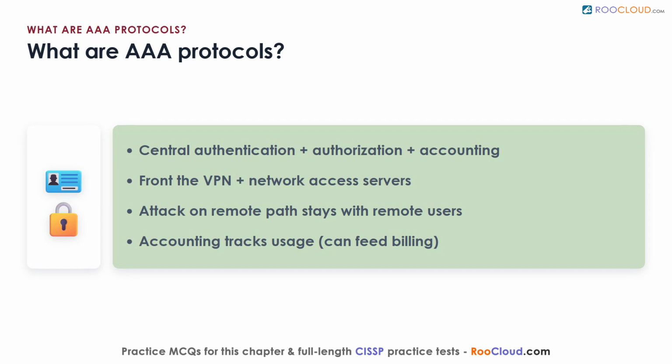Authentication confirms valid credentials. Authorization confirms the connection is allowed. And accounting tracks resource usage, which can even feed billing. One gatekeeper, 3 jobs, and a clean audit trail.